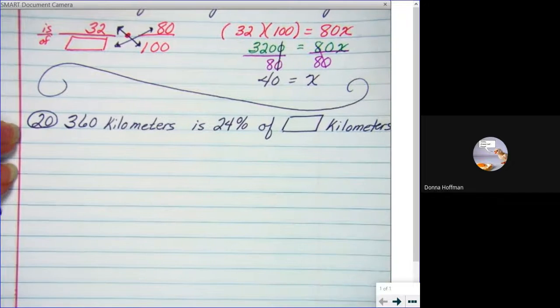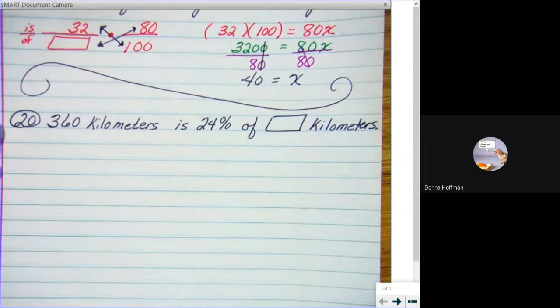Ooh, I almost ran out of paper. 360 kilometers is 24% of some amount of kilometers.